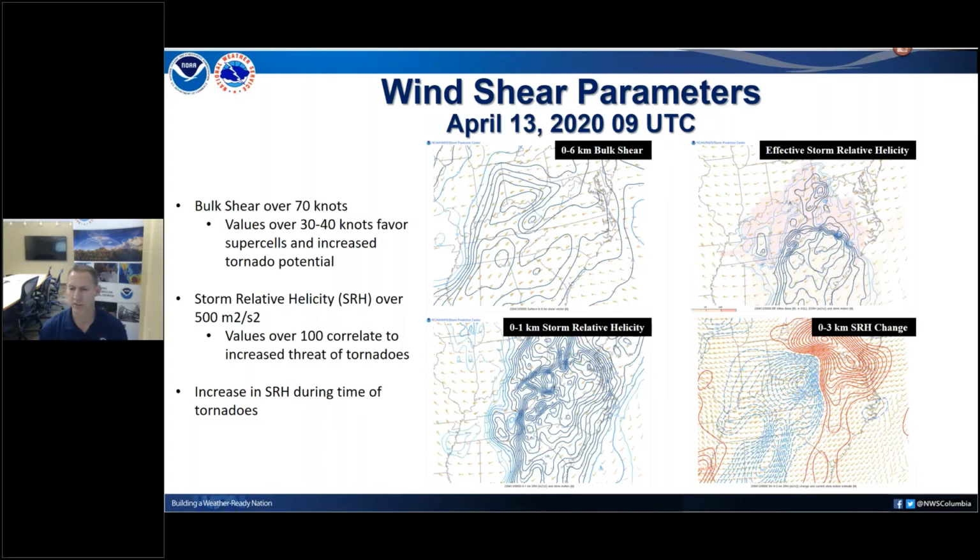And I want to show this lower right-hand panel, the 3 kilometer change in the storm relative helicity. And you'll see, again, this is right at 9Z, right about the time the tornadoes were starting to spin up and touch down in our area. And you'll see that the storm relative helicity values increased by about 100 meters squared per second squared during this time.